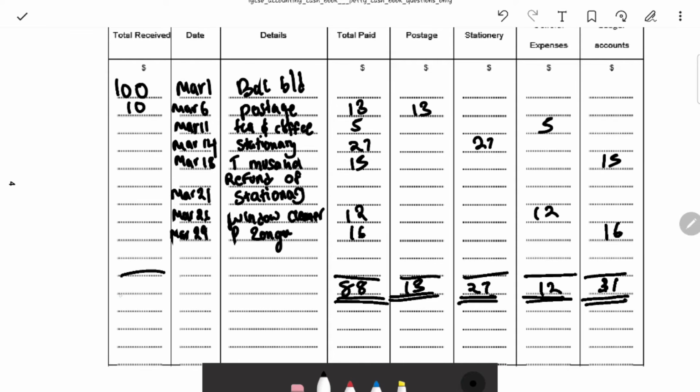And then remember, the imprest system was 110. So then the balance BD, the balance brought down, is basically 110 minus 88, which is 22. So the balance BD is 22, and you get a mark for that. So as simple as that.